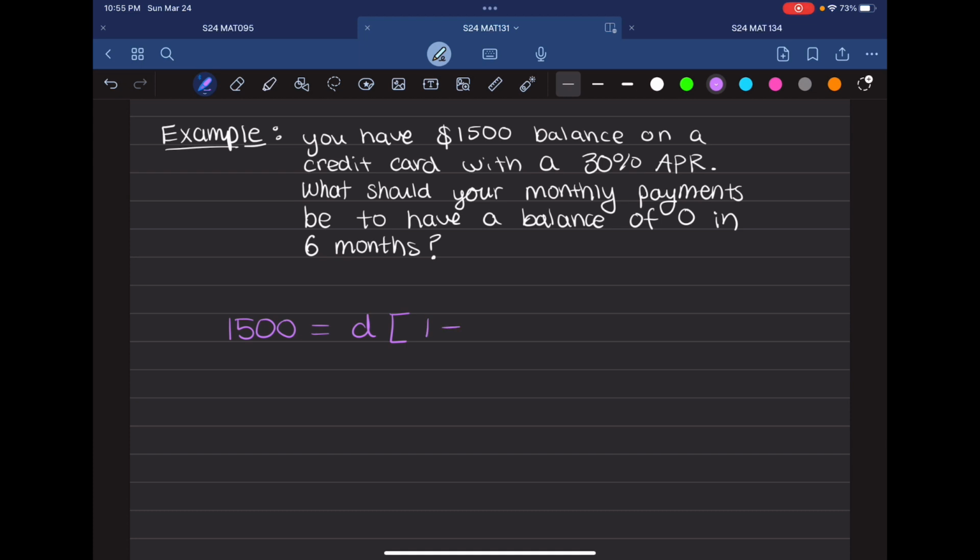And then we have 1 plus 0.3 for a 30% APR. Remember, APR is the annual percentage rate. That's your yearly interest rate. We're talking about monthly payments, so N is going to be 12. And this is raised to the negative 12 times, we're talking 6 months. T has a unit of years. 6 months is 1/2 of a year. So we'll put 1/2 there. And then the whole thing divided by 0.3 divided by 12 again.